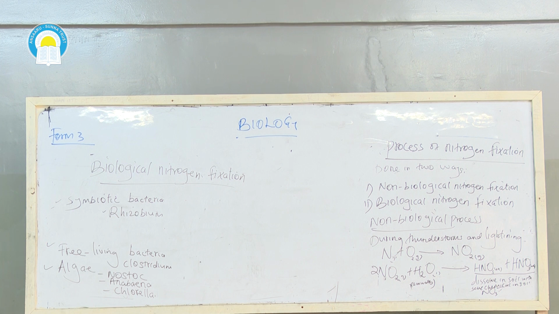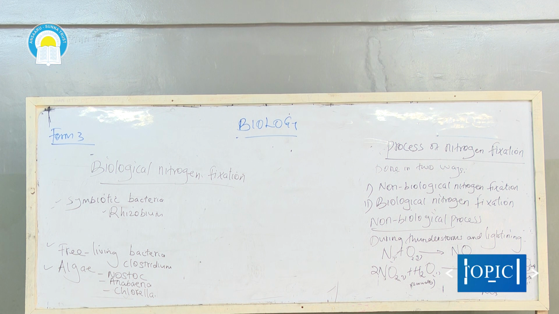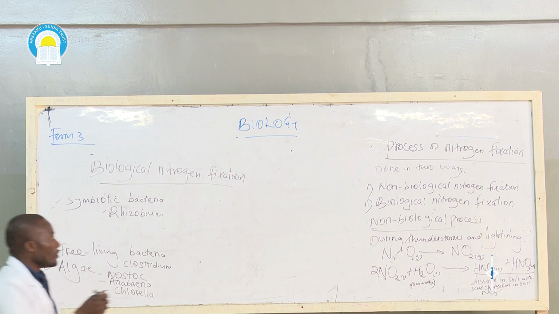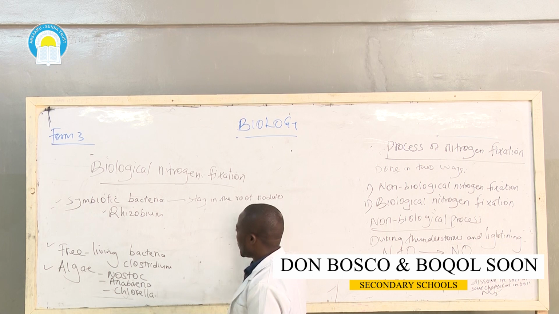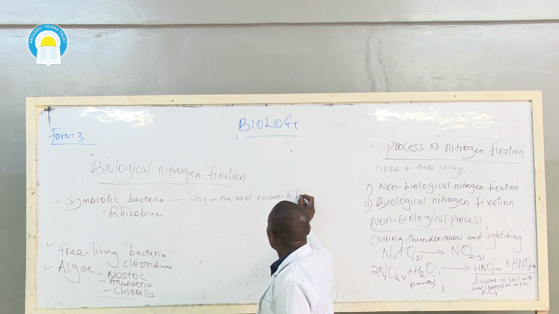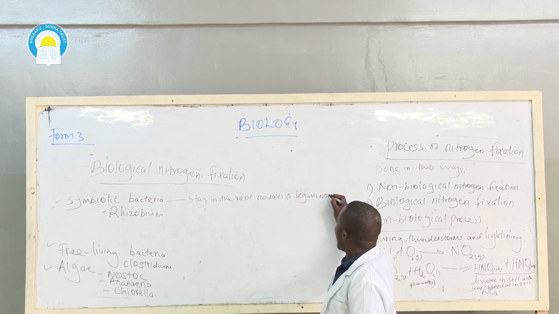So let's see what happens when these living organisms, what we call the biological ones, fix nitrogen. Let's start with the symbiotic bacteria. Remember, we have two types of bacteria. We said symbiotic when we were discussing biotic factors, symbiosis. These bacteria normally stay in the root nodules of leguminous plants, for example peas and cowpeas.